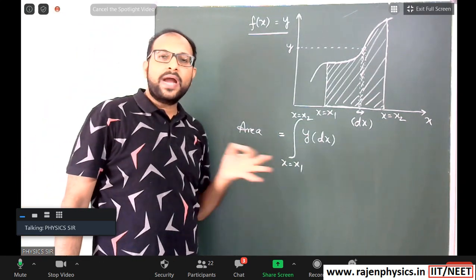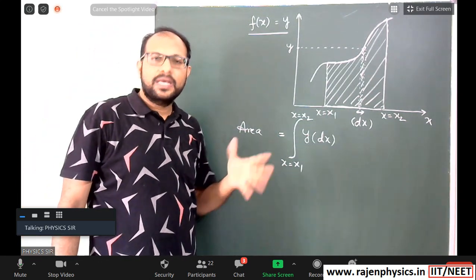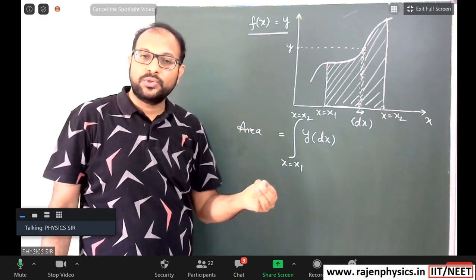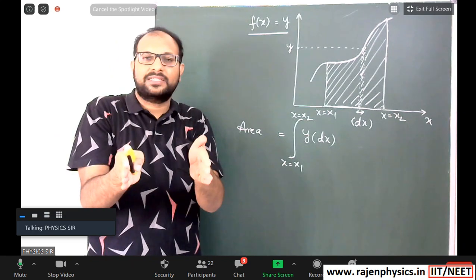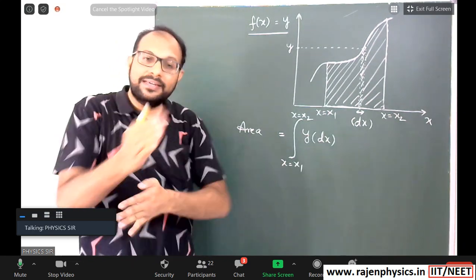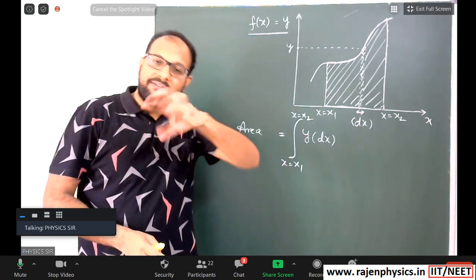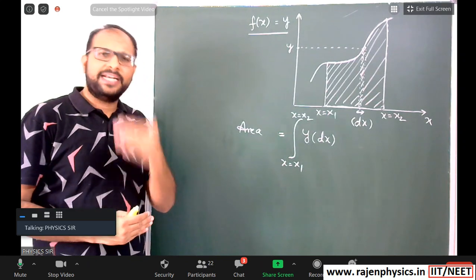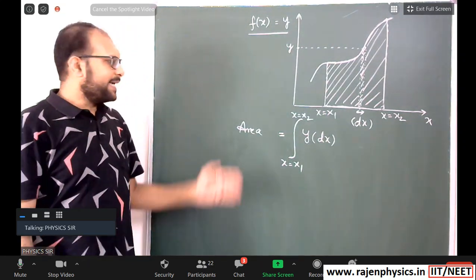Integral y dx is the general area. Integral y dx from x1 to x2 means only a particular part. From x1 to x2, how much area is covered, that is a definite. So first we will calculate indefinite integration, then definite is very simple. I will explain definite also.